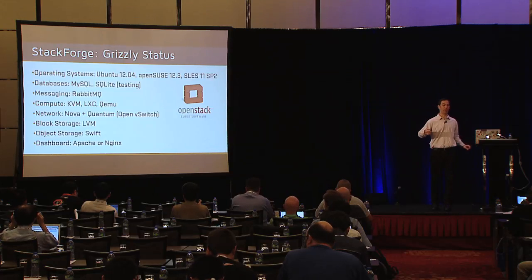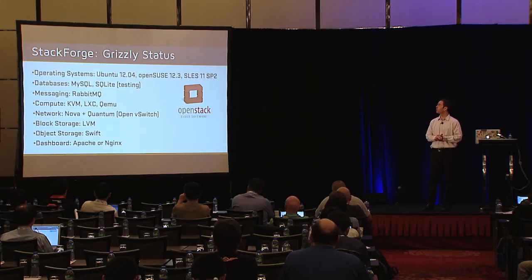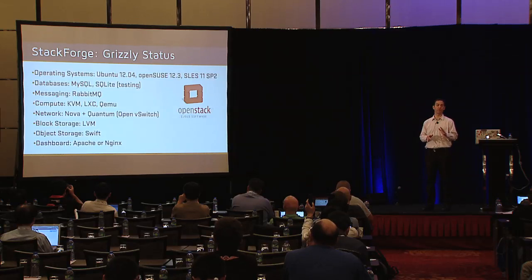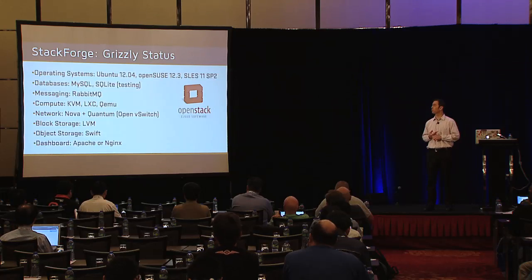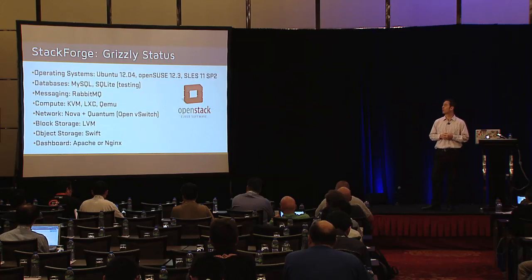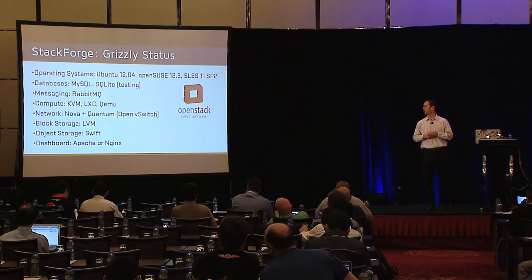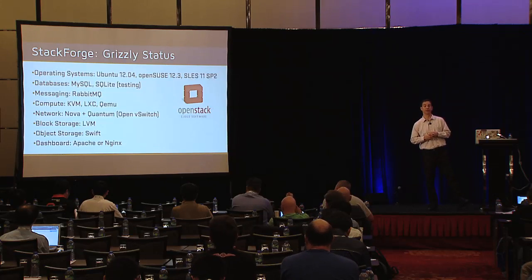So yes, Havana will probably be branched next week. This is the current Grizzly status. The repositories currently work on Ubuntu 12.04, probably 13.04 and 13.10, but I'm only testing with 12.04. OpenSUSE 12.3, SLES 11. There is some RHEL support, but I hesitate to put it on here because I'm not testing it yet. For databases, it's MySQL, and SQLite is there for testing purposes. For messaging, RabbitMQ. On the compute side, KVM, LXC, QEMU. On the network side, there's Nova Networking and Quantum with Open vSwitch. These are known to work. Block storage, LVM, and Swift for object storage. For the dashboard, you can use Apache or Nginx as your backend. That's today.